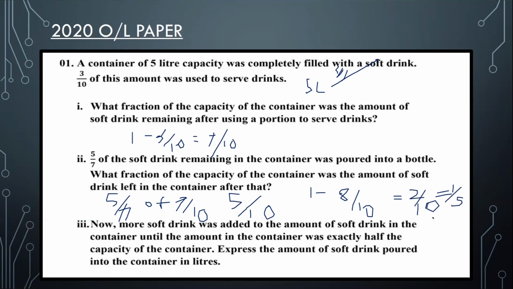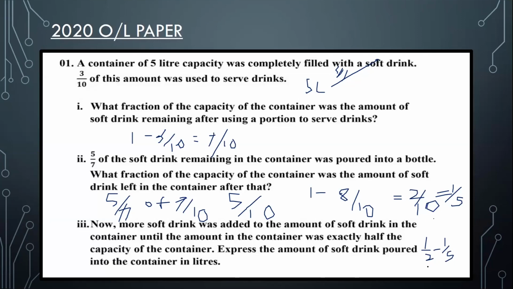Now more soft drink was added to the amount of soft drink in the container until the amount in the container was exactly half the capacity of the container. Express the amount of soft drink poured into the container in liters. Okay. So to make it half, you have to add more, right? So the remainder is 1/5. So how much more should we add? Half minus 1/5. That means you have to make it half. You already have 1/5. So the remainder only you have to add. So you are going to find the difference.